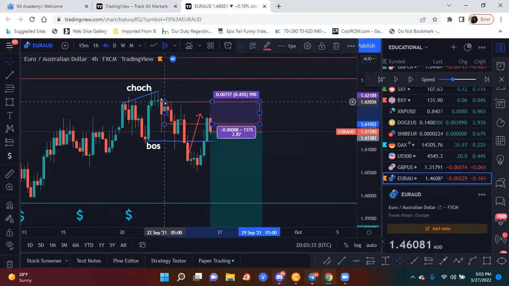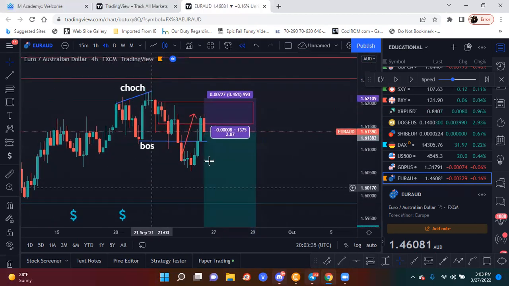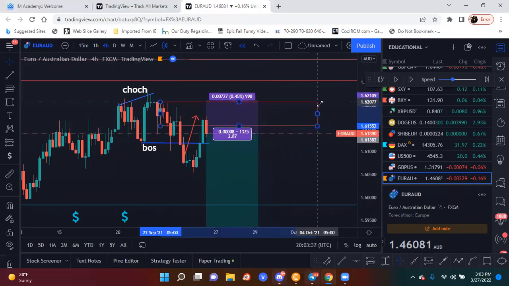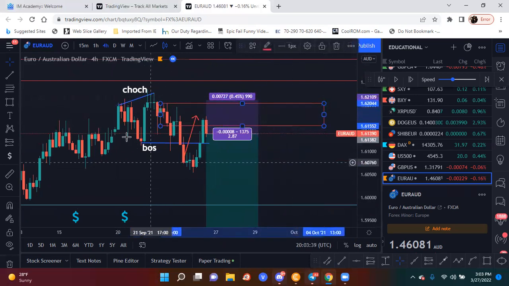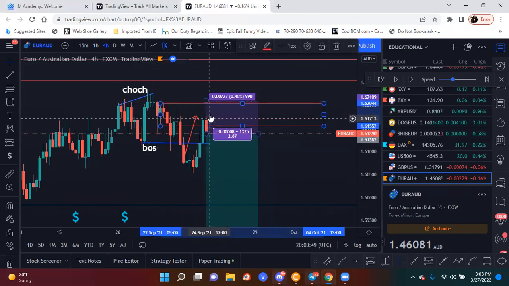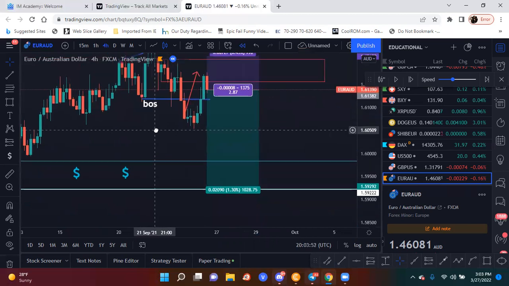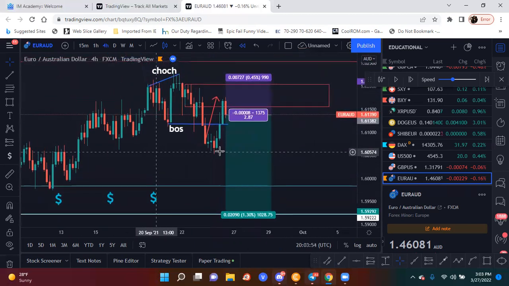Obviously, this is the supply zone that was created after the change of character and breaker structure. So when it breaks structure, it pulls all the way back to the area. This is the retest area. If people were doing break, swing high and then pull back and then drop, so we'll get in. I'm very confident about this.